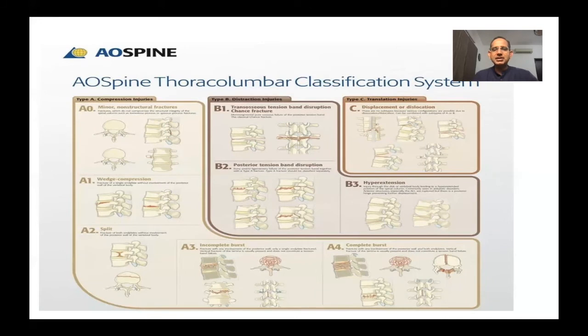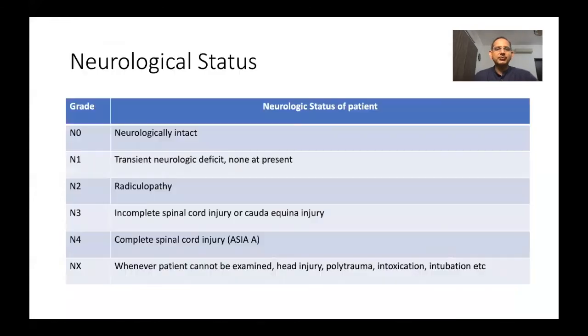Type B are the distraction injuries, as we just saw. A patient having a complete transosseous tension band disruption or a Chance fracture would be a B1 category. Those with a posterior tension band disruption would be a B2 category. And those with a hyperextension or extension distraction injury would be a type B3 injury. Those with any type of displacement, dislocation, translation, or rotation would be considered a type C injury.